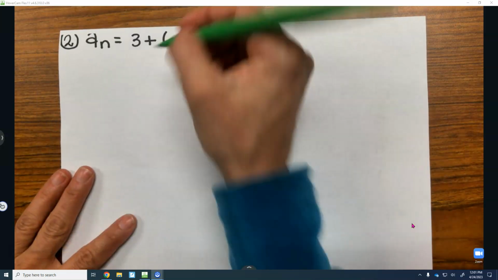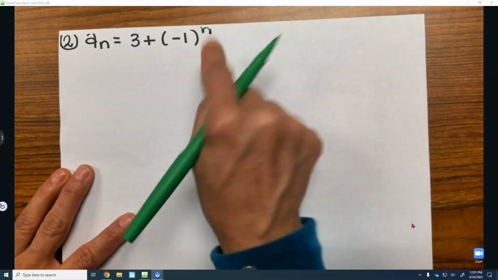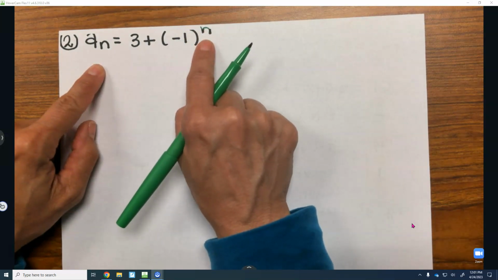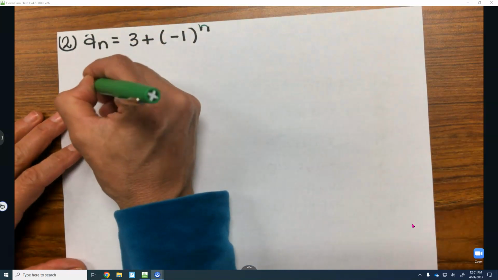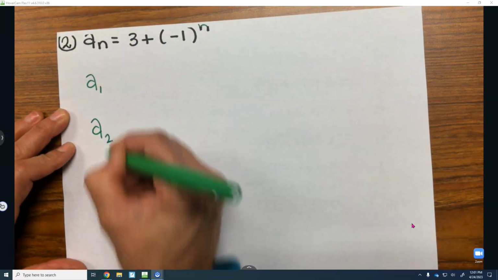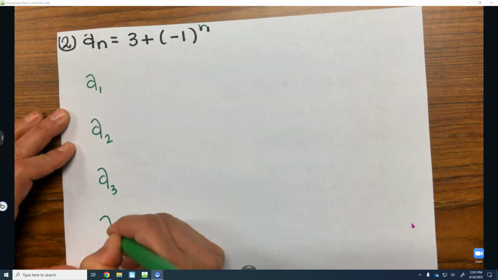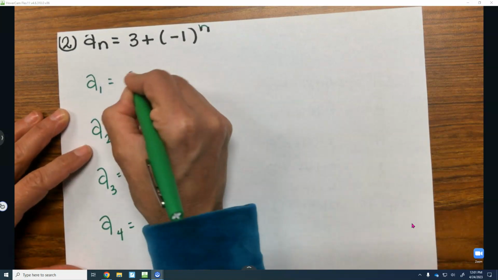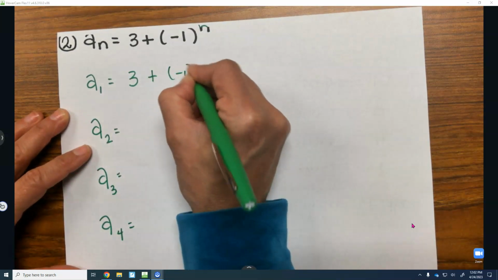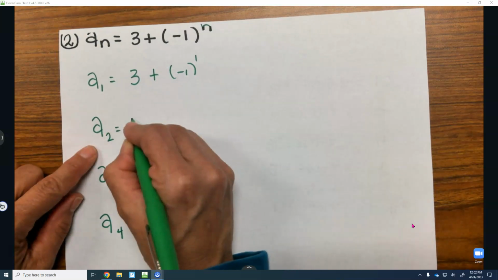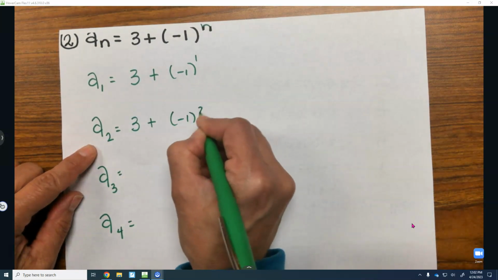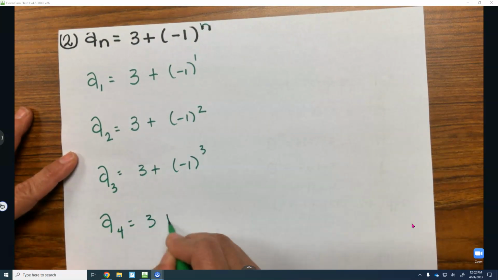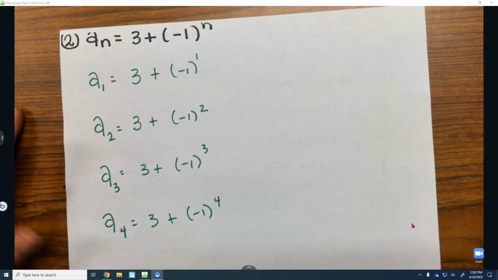So for problem number 2, it got cut off, but we have the letter N right here. So again, our subscripts are just going to be our substitutions. So A to the first, A to the second, A of the third, and the 4th number. All right, so we're going to have 3 plus a negative 1 to the first power. 3 plus a negative 1 being squared, 3 plus a negative 1 being cubed, and then a 3 plus a negative 1 raised to the 4th power.